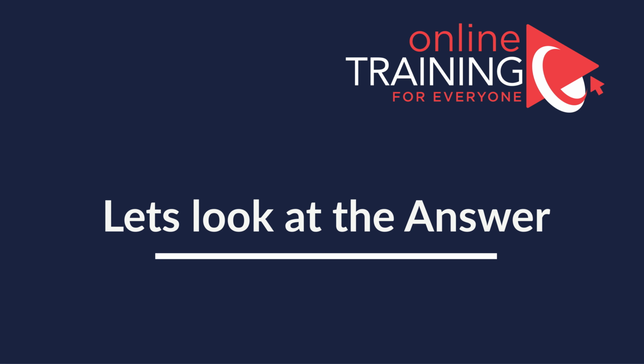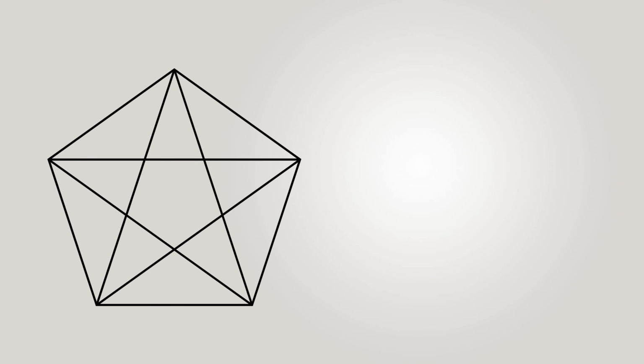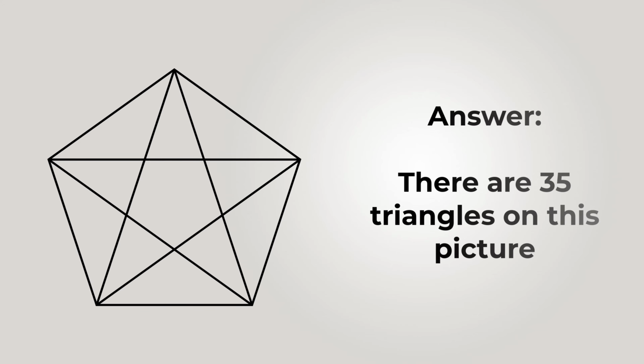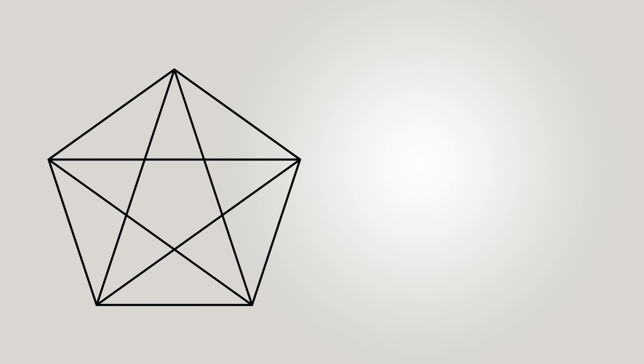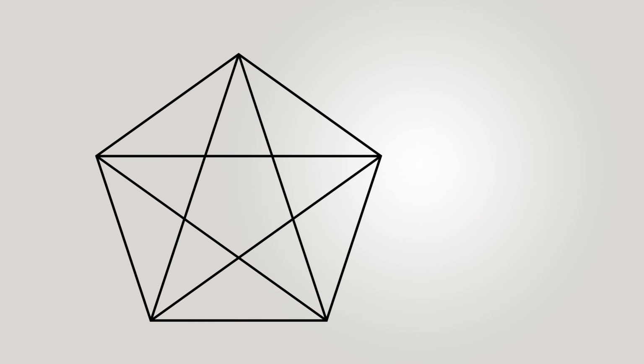It is mind-boggling, but there are 35 triangles here. Can you believe it? It certainly was a huge surprise to me as I was discovering them. Let me draw all of them for you. I will start by drawing small border triangles. There are 10 of them. Please count with me. 1, 2, 3, 4, 5, 6, 7, 8, 9, and 10.